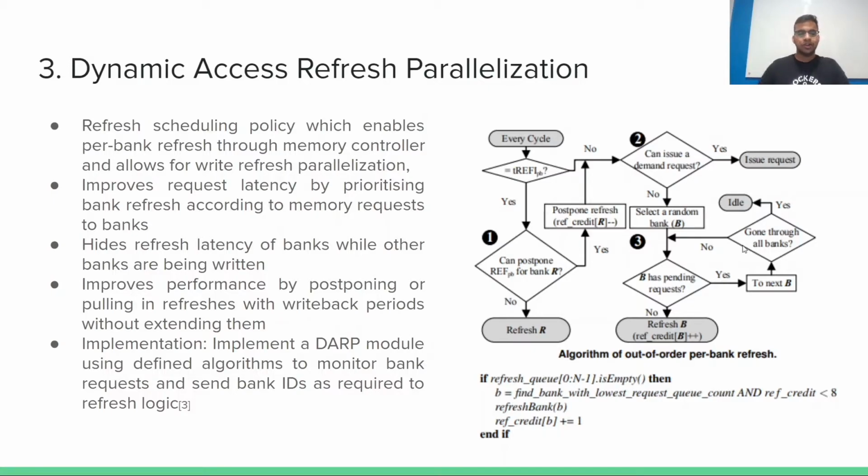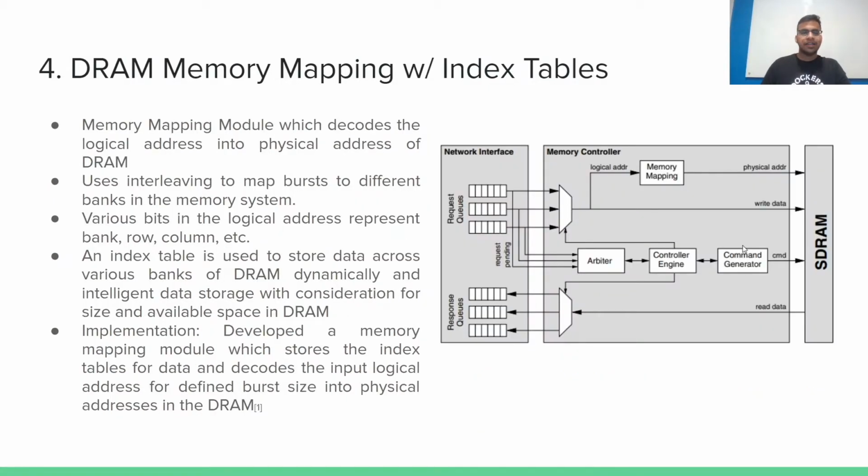Finally, we'll have a look at the DRAM memory mapping and how it is implemented. Memory mapping is an integral part of the controller which receives a logical address and then proceeds to give us the physical address where the requested data is stored in the DRAM. The memory mapping decodes the logical memory address of the requesters into a physical SDRAM address consisting of bank, row, and column. An interleaving memory map is used to map the burst of a group to different banks. Depending on the burst size, different parts of the logical address correspond to different parts of the DRAM, such as the rank, bank, row, and column.